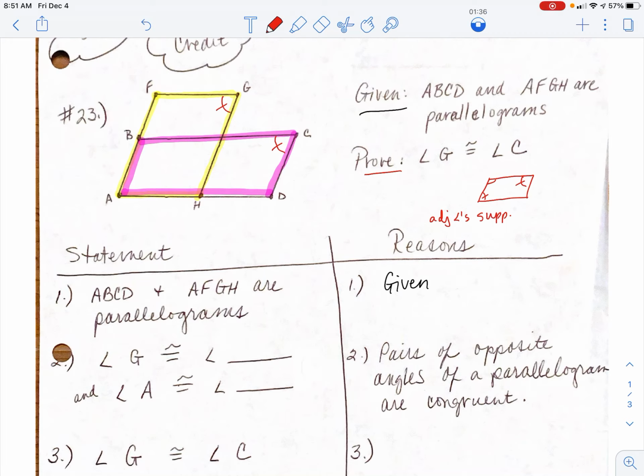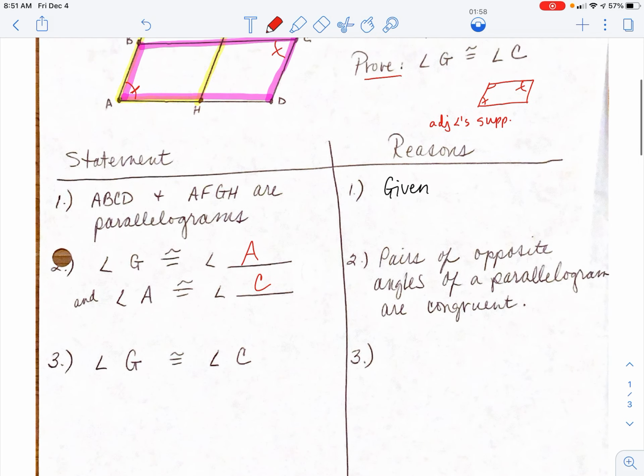What do I know? I can see then that in the yellow parallelogram there, angle G and angle A are congruent because those are opposite angles. So angle G and angle A are congruent. And then let's look at the pink one. It's already marked for us, isn't it? Then angle A is also congruent to angle C. Why? Because pairs of opposite angles of parallelograms are congruent.